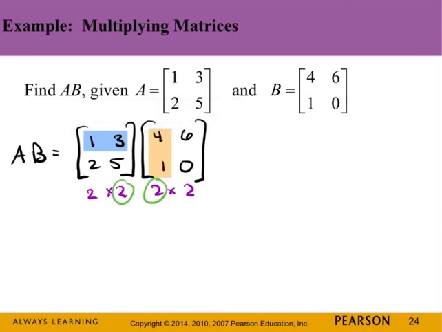Okay. So now when we go to calculate this, we always do the row times the column, right? So let me see.